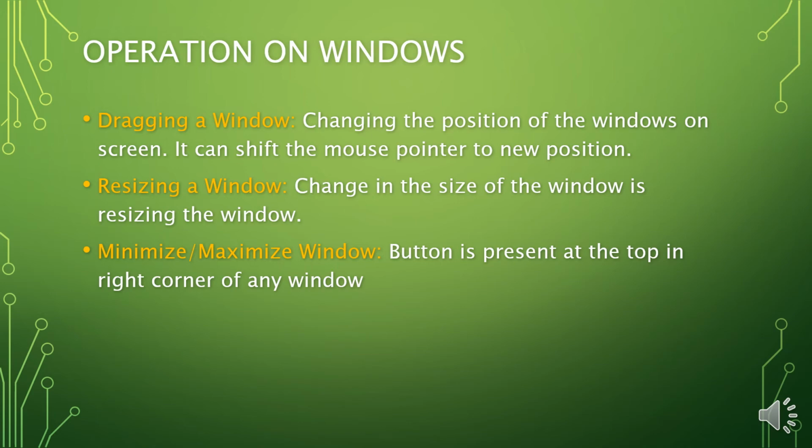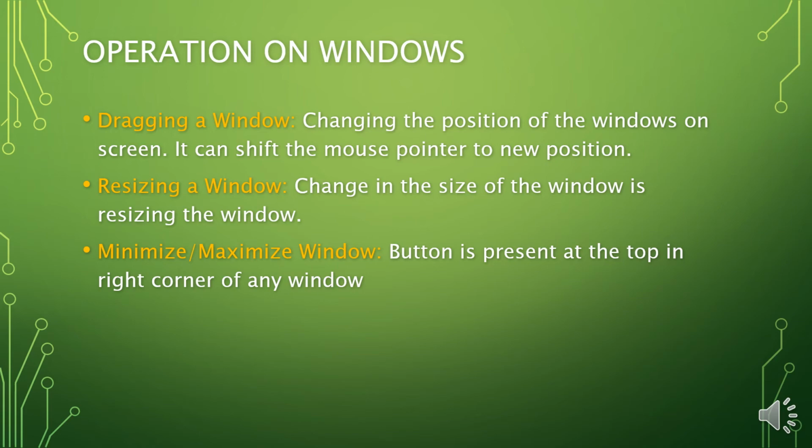The following operations can be performed on a window: dragging a window, resizing a window, and minimizing and maximizing the window. First, we'll focus on what dragging a window is. The position of the window on the screen can be changed by dragging it.